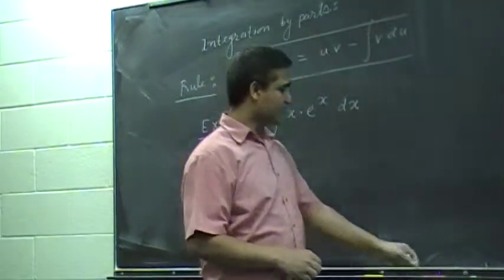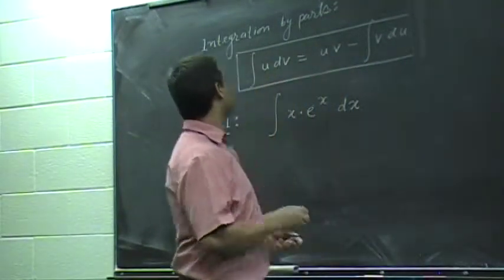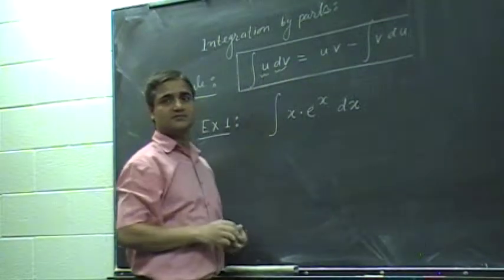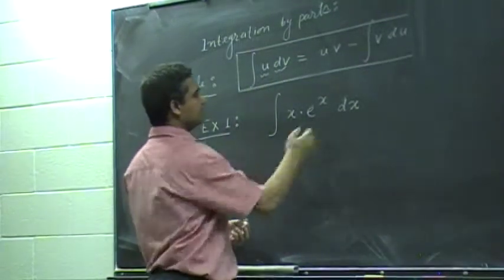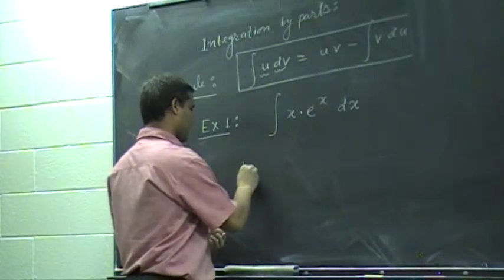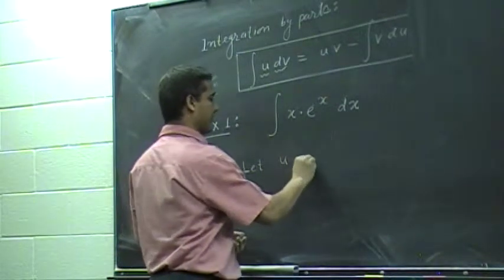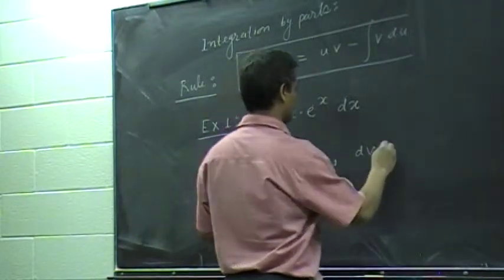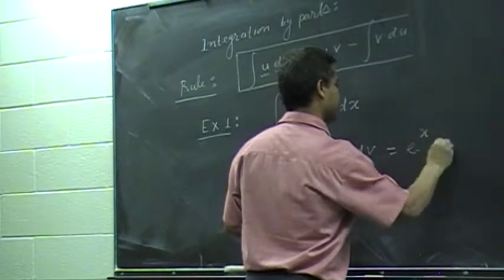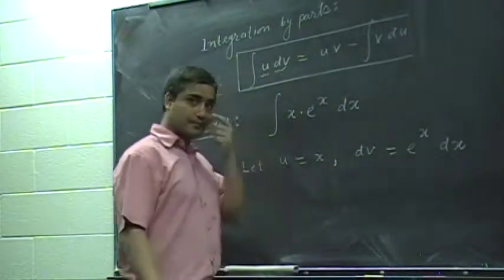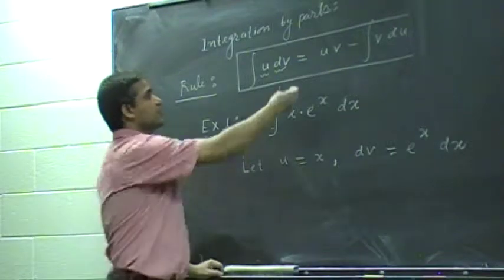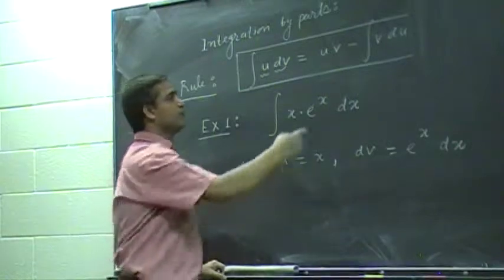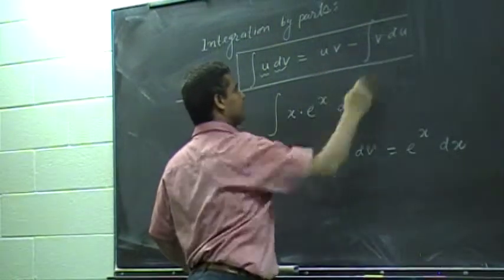To use integration by parts, the first thing we need to do is decide what is u and what is dv, right? In this expression, let u be x and dv be e to the x dx. We are going to use this rule.